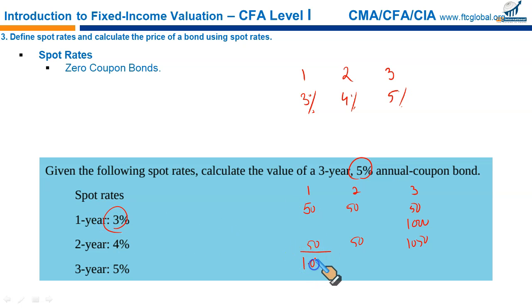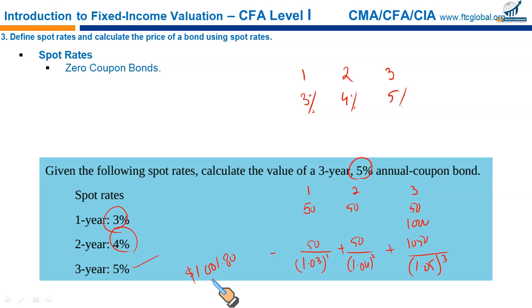So it's going to be 50 divided by 1.03 raised to the power 1, plus the $50 second year interest payment, which will be discounted at the next rate, 4%. So it's going to be 1.04 squared, plus 1050, that is the interest plus principal, which will be discounted at the third year's zero rate, 1.05 raised to the power 3. If you calculate the present values, it will give you $1,001.80. This is the price of the bond.